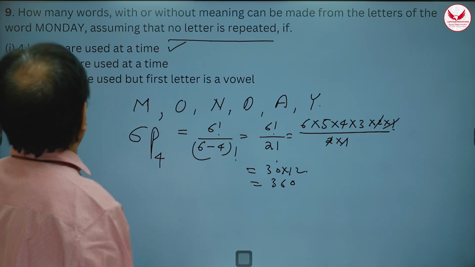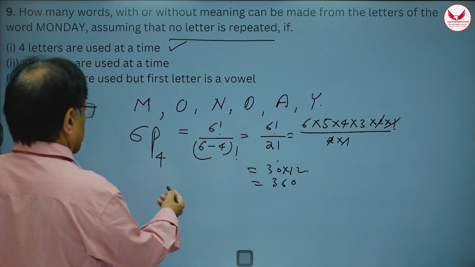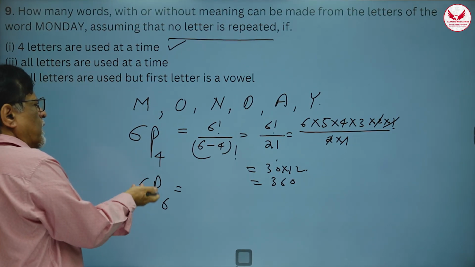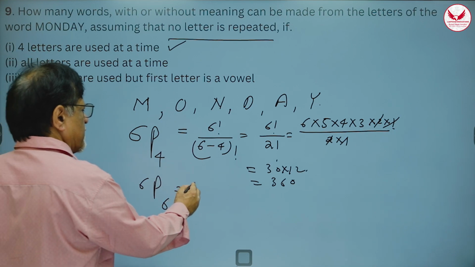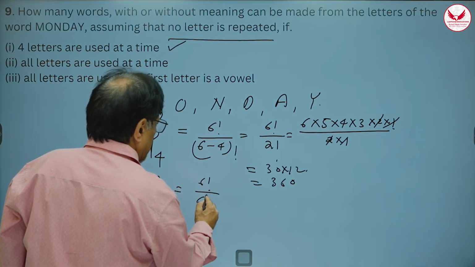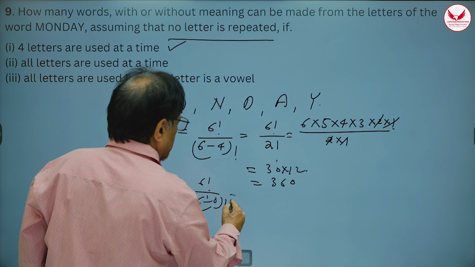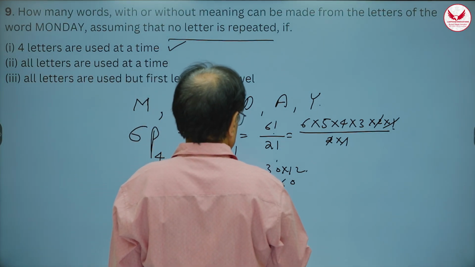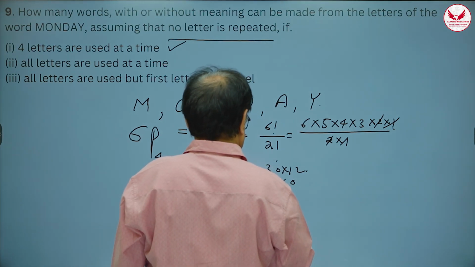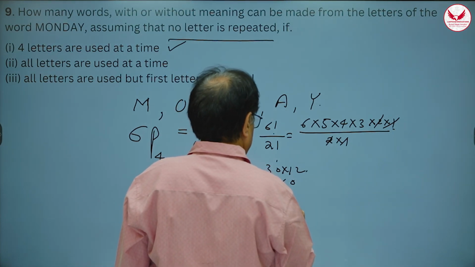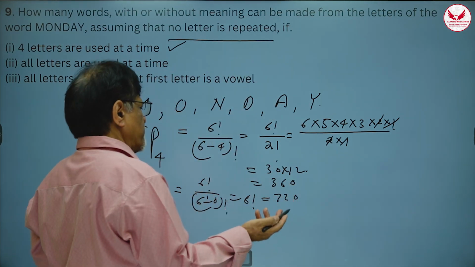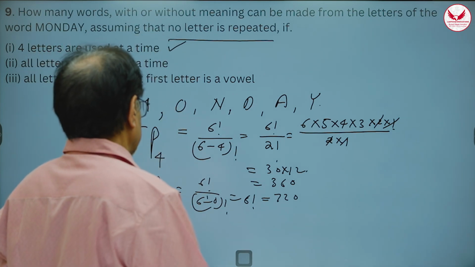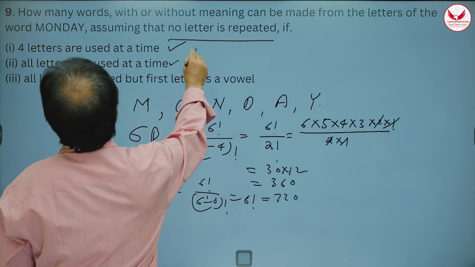Okay. All letters are to be used at a time. All letters are to be used means what? The answer is 6P6, because all letters are to be used. Fine. 6P6 is equal to what? 6 factorial upon (6 minus 6) factorial, which is nothing but 6 factorial, right? 6 factorial turns out to be what? 5 factorial is 120, so it will be 720, because 5 factorial is 120 multiplied by 6. So 12 multiplied by 6, that is 720. This is the answer.